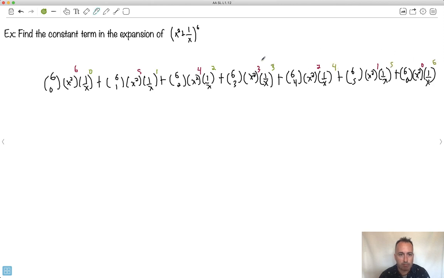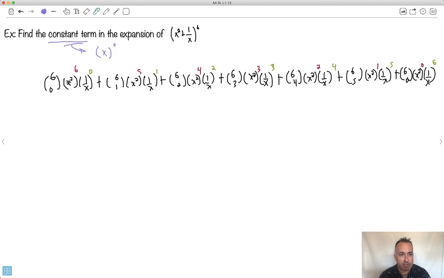So now that I've done this, we don't have to do all of them. Try to find out which one will be a constant term. And remember what constant term even means. It means the power of x is actually to the 0. In other words, there's no power of x here. So somehow they cancel out.